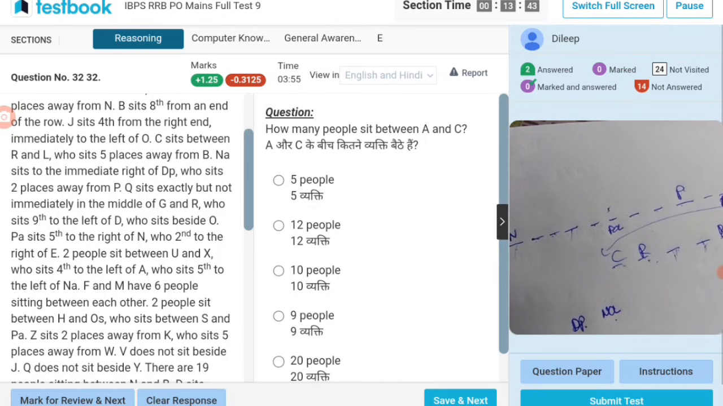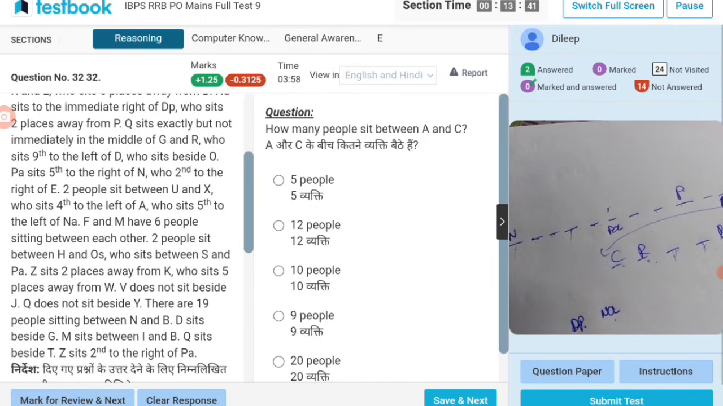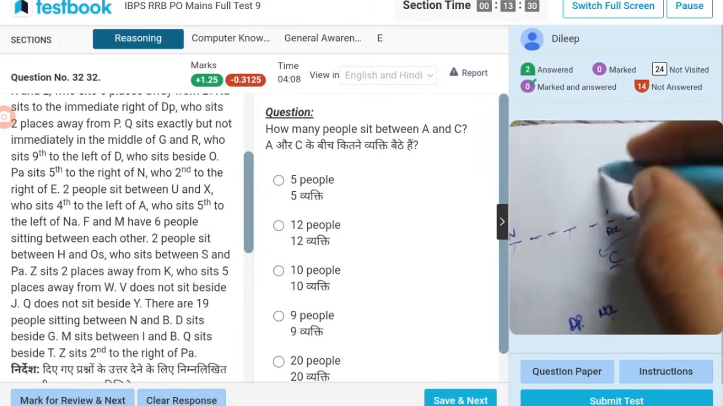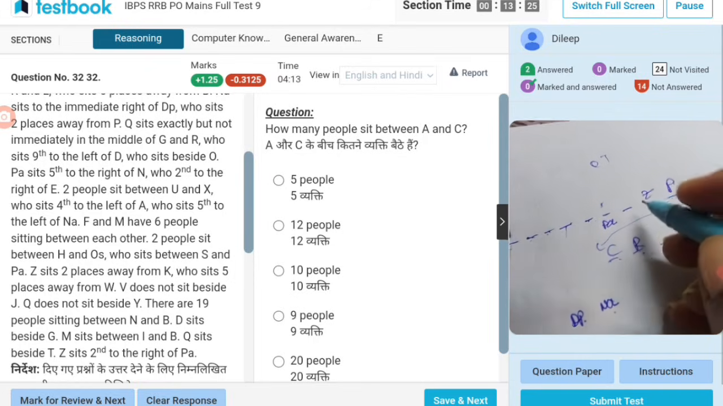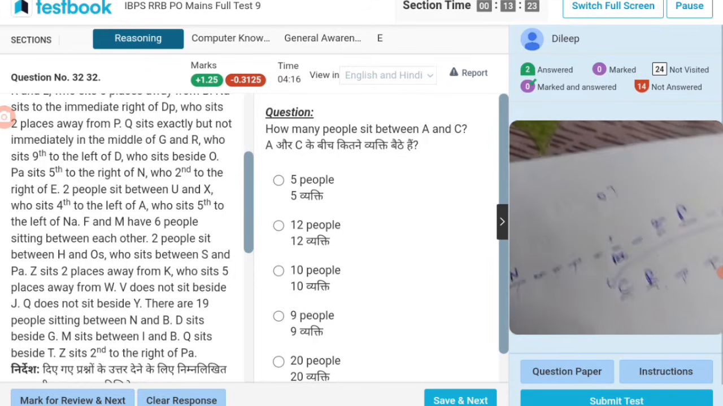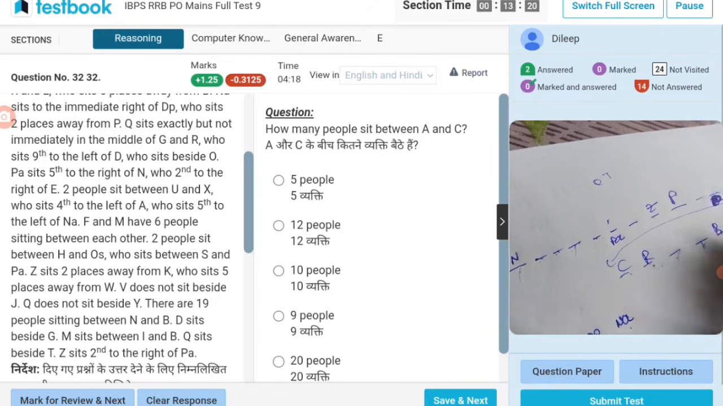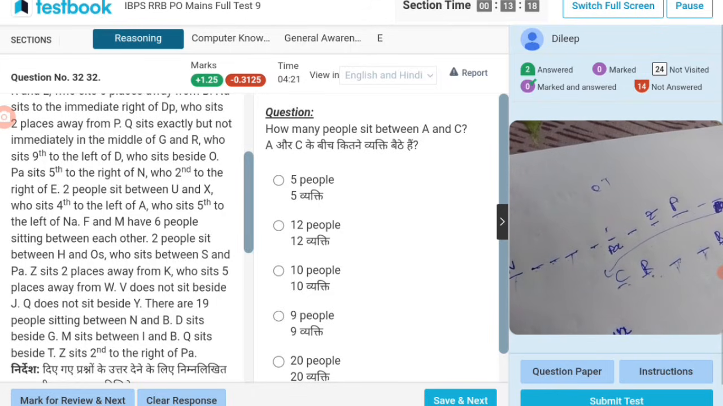So next, D is beside G and M is between I and B. Z is second to the right of PA. So Q is exactly middle but not immediately middle between G and N.